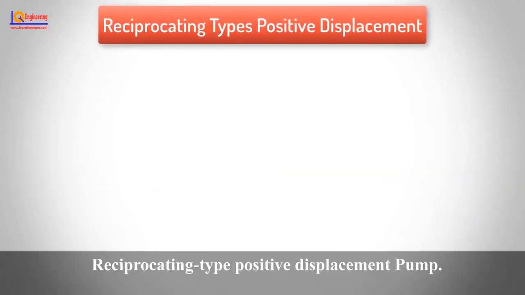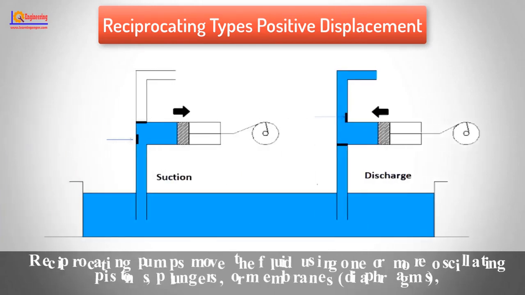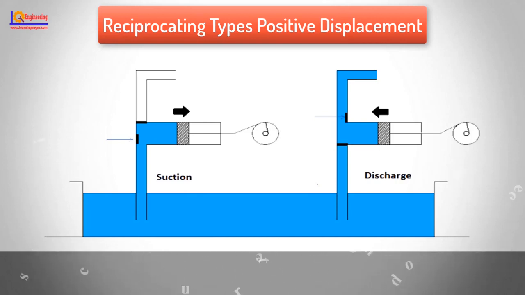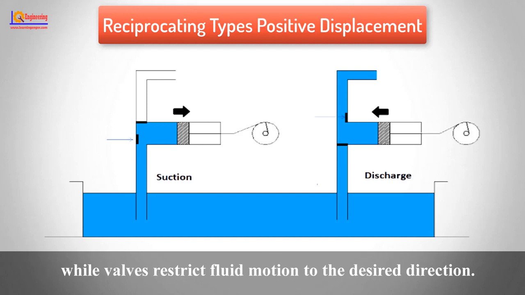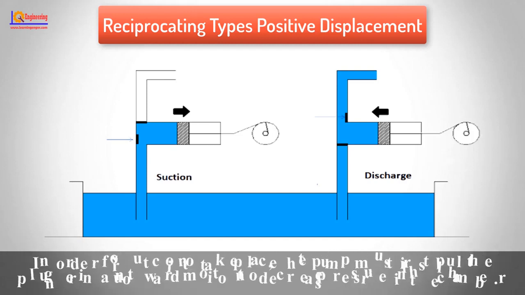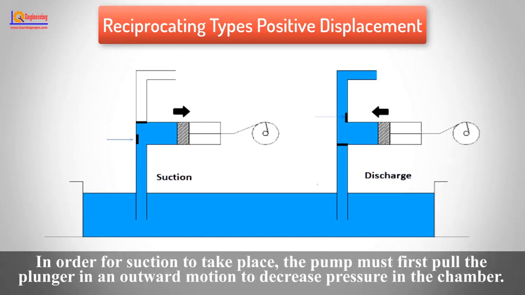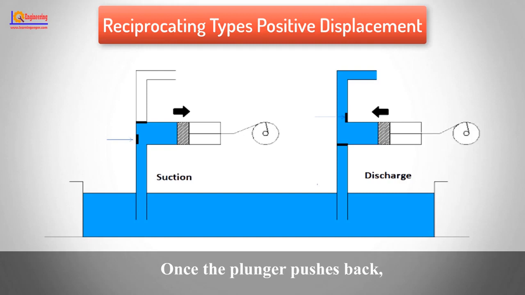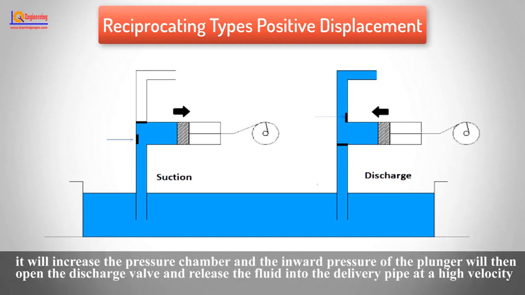Reciprocating type positive displacement pump. Reciprocating pumps move the fluid using one or more oscillating pistons, plungers or membranes, while valves restrict fluid motion to the desired direction. In order for suction to take place, the pump must first pull the plunger in an outward motion to decrease pressure in the chamber. Once the plunger pushes back, it will increase the pressure in the chamber and the inward pressure of the plunger will then open the discharge valve and release the fluid into the delivery pipe at a high velocity.